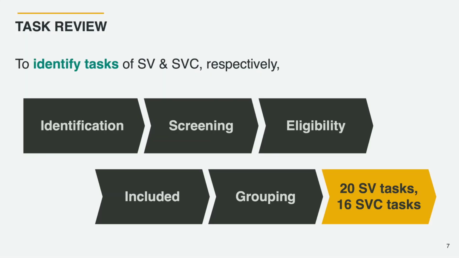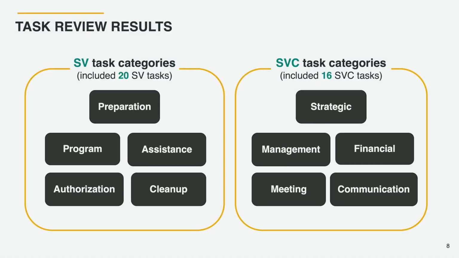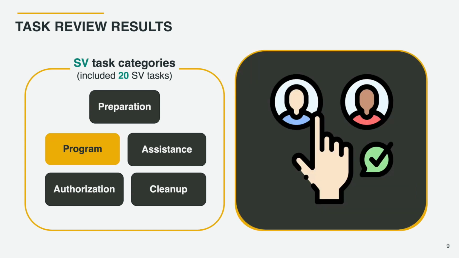To observe the SV and SVC community, we reviewed their tasks and conducted a simple survey. To identify a list of tasks performed by SV and SVC, we reviewed a list of tasks according to this flow. Each of the 5 task categories for SV and SVC was obtained by grouping a list of tasks. We identified 20 SV tasks classified into 5 categories. For example, SV have a program category that includes a task to count the number of attendees in a session.